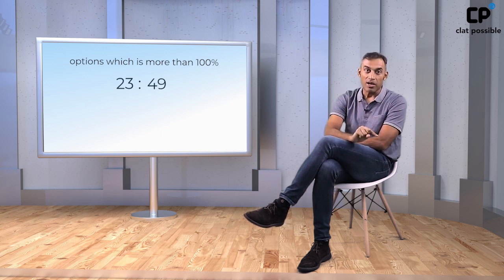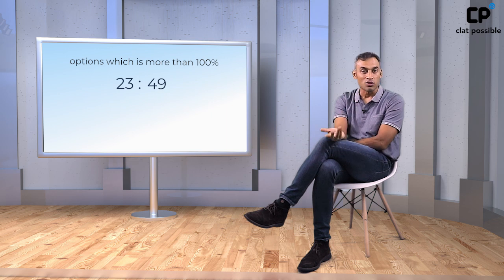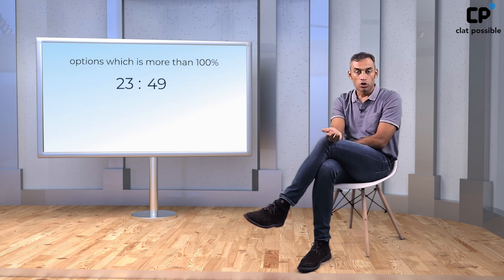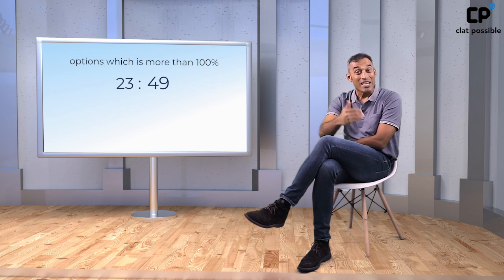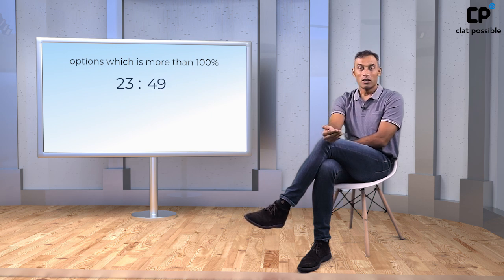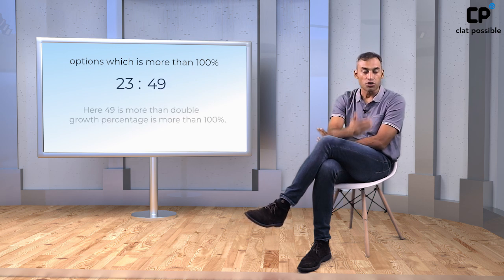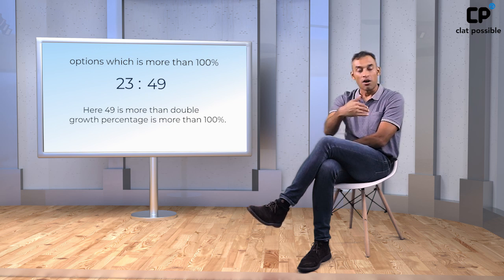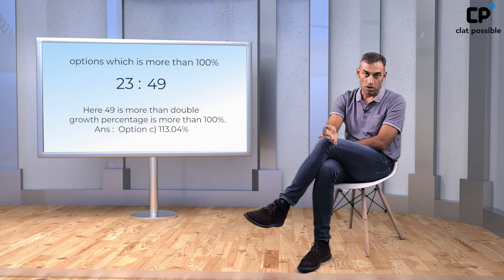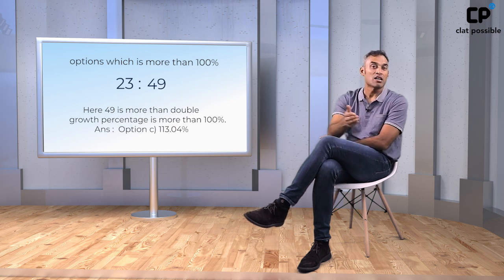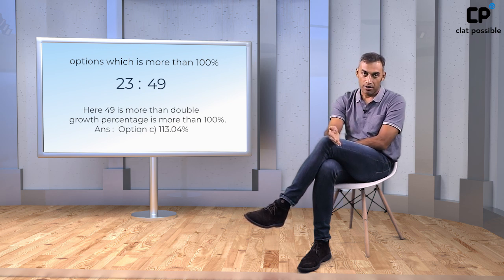If 23 had become 46, it is a 100% growth, because whenever something doubles, it is a 100% growth. So when 23 has become 46, it is a 100% growth. Now here it is 49, right? So we have to look at an option which is slightly more than 100%. So one way of looking at the question is elimination of options. If I just have one option which is slightly above 100%, I'm going to mark it, right?